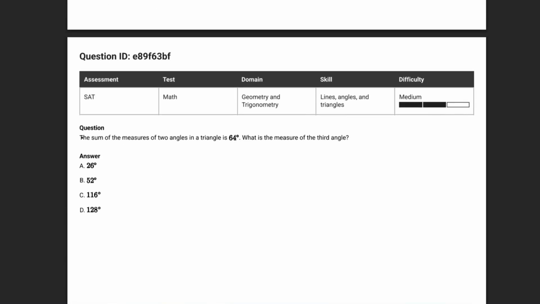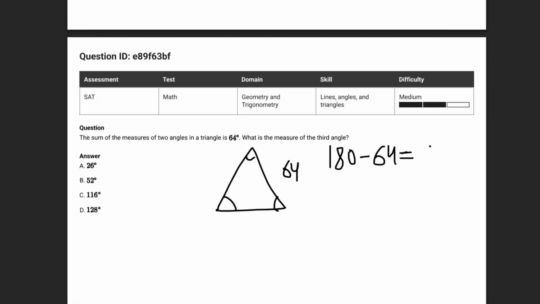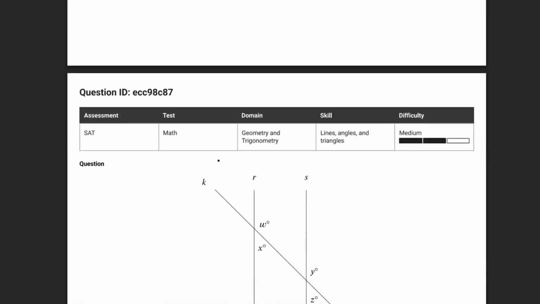Okay, so next question. The sum of the measures of two angles in a triangle is 64. What is the measure of the third angle? So this one's pretty easy. Imagine you have a triangle, and then let's say these two angles add up to 64. We're going to find the third angle. Well, we know in a triangle, all the angles add up to 180, right? And if two of them are already 64, you can do 180 minus 64 to get the other angle, which would be 116 degrees. So your answer would be C. And the others would just be wrong.